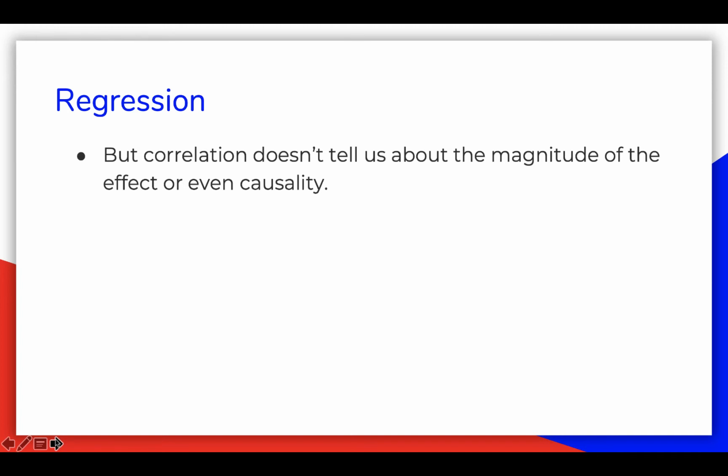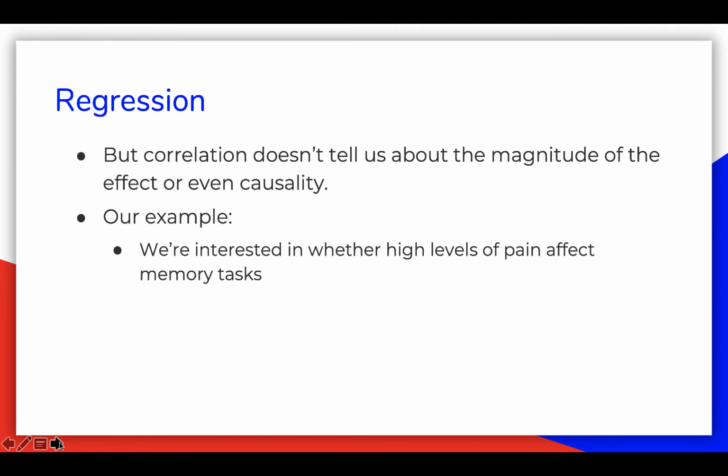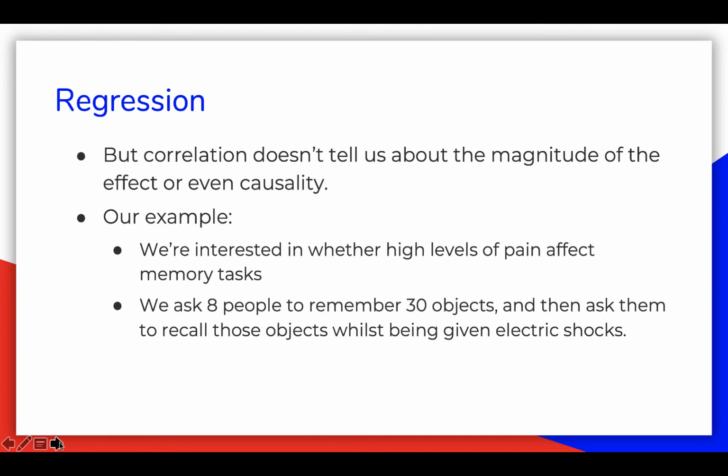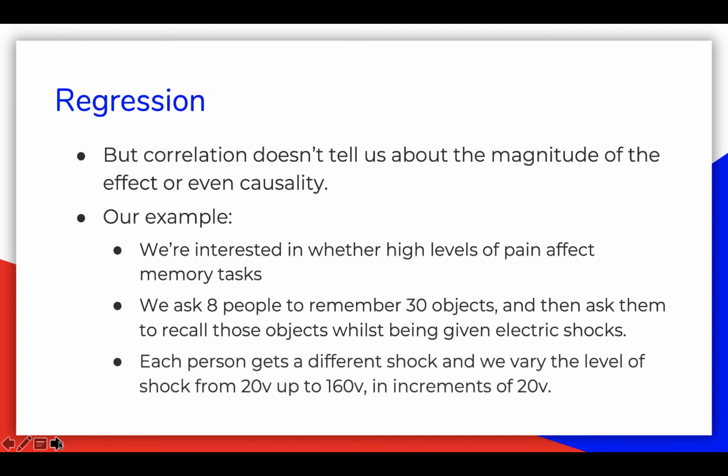Now at this juncture, as we are looking at regression, we are not going to be doing control variables just yet, but once we do, it is going to allow us to use more causal language. So our example for right now, we are interested in whether high levels of pain affect memory tasks. So we're going to ask 8 people to remember 30 objects and then ask them to recall those objects while we give them electric shocks. Now that I say it out loud, it sounds a little unethical, but I'm sure some study like this has been done.